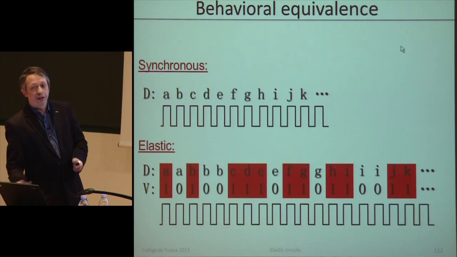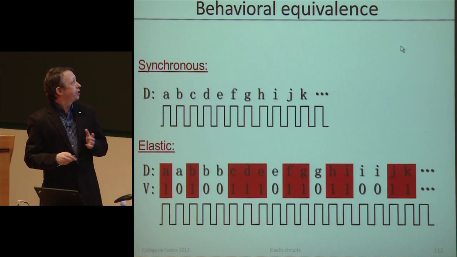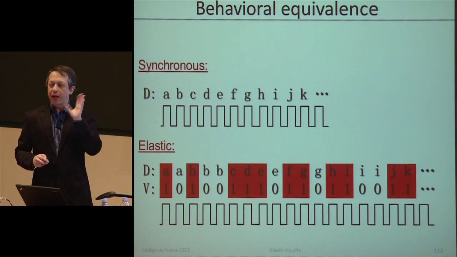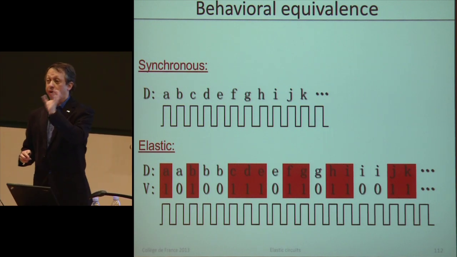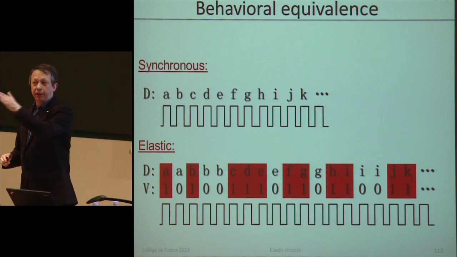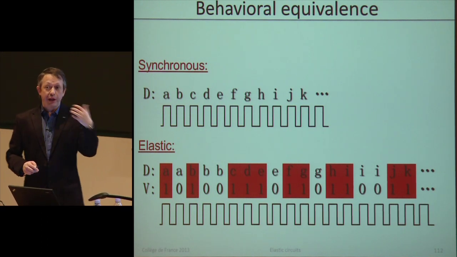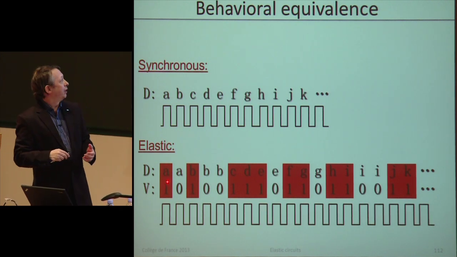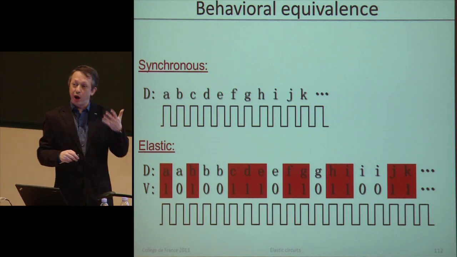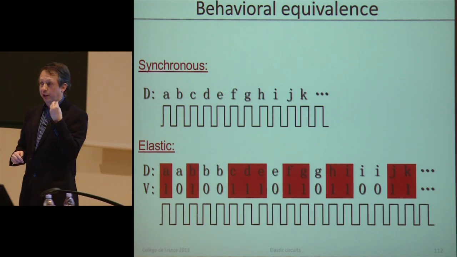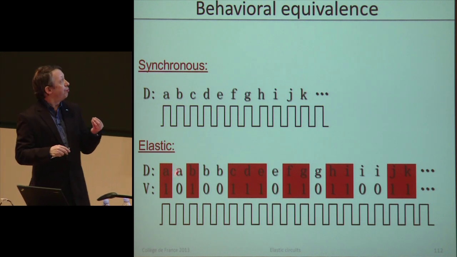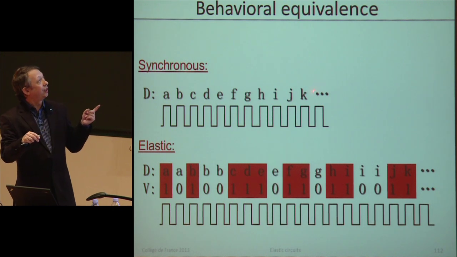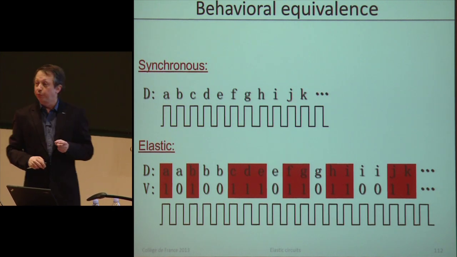In fact, that is the concept of behavioral equivalence. In a synchronous circuit, we have a clock, and this D represents data. At every cycle, we see different values in one of the registers of the system, A, B, C, D, and so on and so forth. When we incorporate elasticity, we have data plus the valid signal, okay? And only the cycles in which the valid signal is 1 are the meaningful cycles. The others should be ignored. So if we remove the cycles with valid equal to 0, then we will see that the trace of values here and here would be the same.